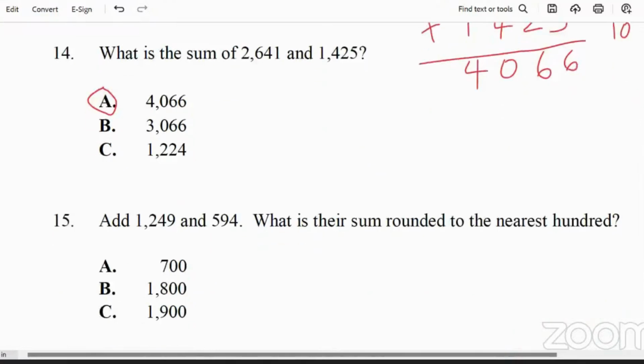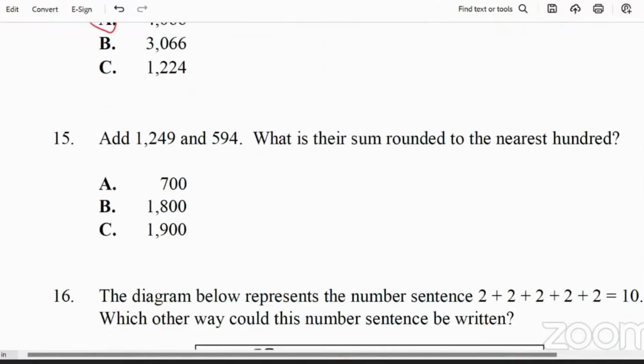Let's get to question 15. Again, another addition question. It says add. Oh, but it's not just an addition question. Let's read. Add 1,249 and 594. What is their sum rounded to the nearest 100? Okay, so we gotta do our addition first. Then we look at the second part. 1,249 and then 594.